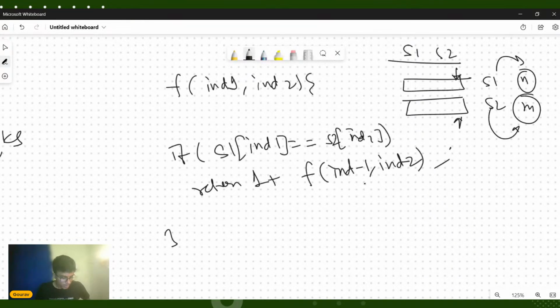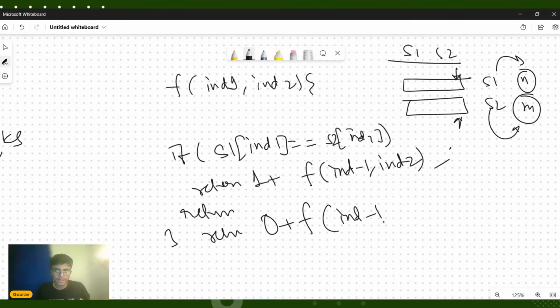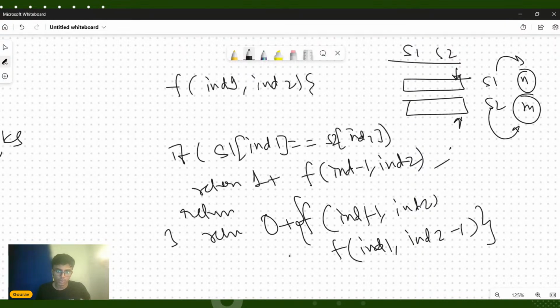Now, if they are not common, what will happen? Since it is not common, I'm skipping that element, so I'm writing 0, plus two values: f of index 1 minus 1, index 2, and f of index 1, index 2 minus 1. Now I will take the maximum of these two values.